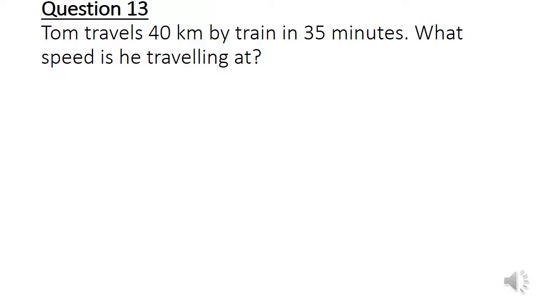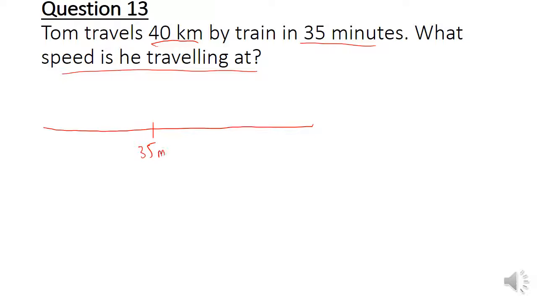And question 13, Tom travels 40 kilometers by train in 35 minutes. What speed is he traveling at? So this is a question where the speed is the unknown. So we know the distance travelled and we know the time. So we know that in 35 minutes, he travels 40 kilometres. So when we're giving the speed, we want to know per hour. So what we're wanting to find out is we want to know for 60 minutes, which is 1 hour.